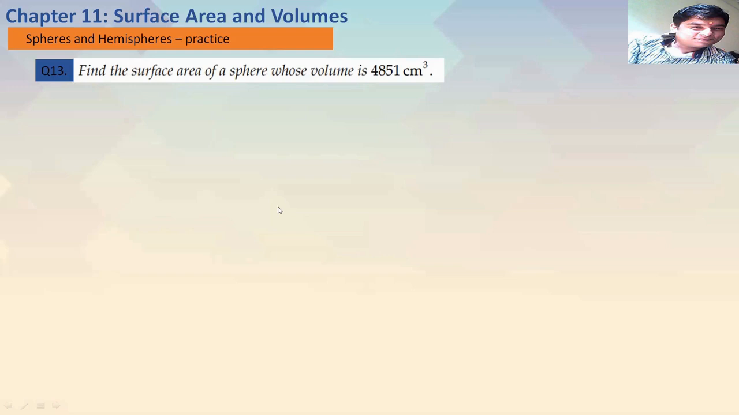The radius is not given. So what are we going to do? What else is given to us? The question: find the surface area of a sphere whose volume is 4851. There's only the volume given. Volume is given, right? Yeah. So how can we work out the radius using the volume?